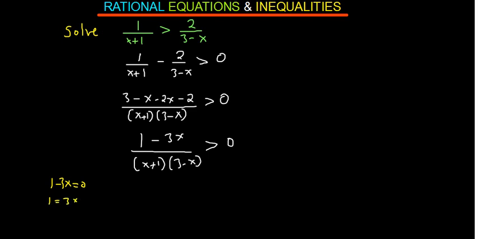Divide both sides by 3, you're going to find that x is equal to 1 over 3. Also get this term equated to 0. So 1 plus x, which is the same as x plus 1, equated to 0. I'm going to find that x is equal to negative 1. Get also this one equated to 0. So I'm going to find 3 minus x is equal to 0. Take x inside, it becomes positive. So x is equal to 3. So you have got these three solutions.